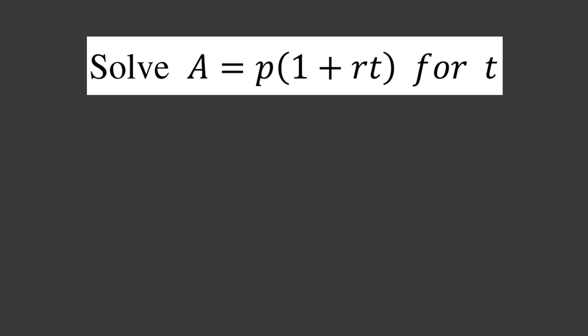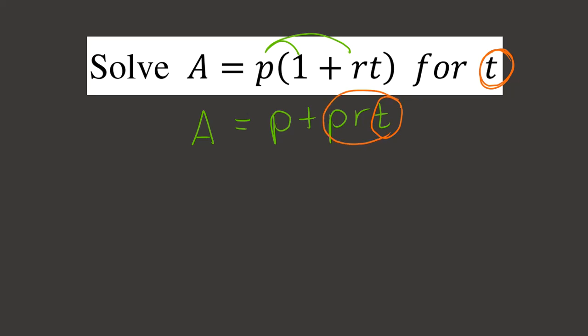All right, so let's chat. First thing that we should do, as we saw in that last example, is we can distribute this p, and we're going to get p plus prt equals a. And now we can build our onion around t. That's what we're looking for. So we're going to go t, and t is being multiplied by p and r at the same time, so they can go in the same onion loop. And then we're adding p. So what step should go first?